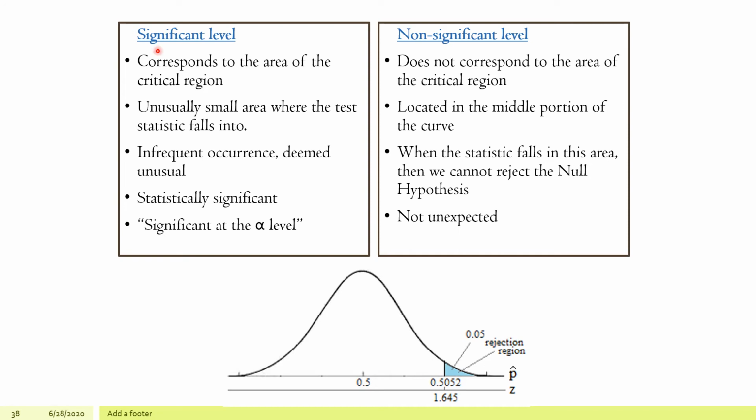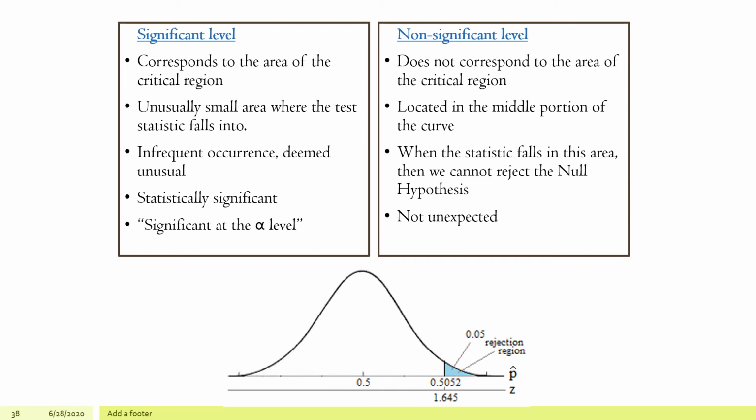Statistical significant level and non-significant level corresponds to the area of the critical region. It is an unusually small area where the test statistic falls into. This is located in the middle portion of the curve. See, this is unusually small area, rejecting region. You have to reject the null hypothesis. This area should fall here. Your data should fall here.